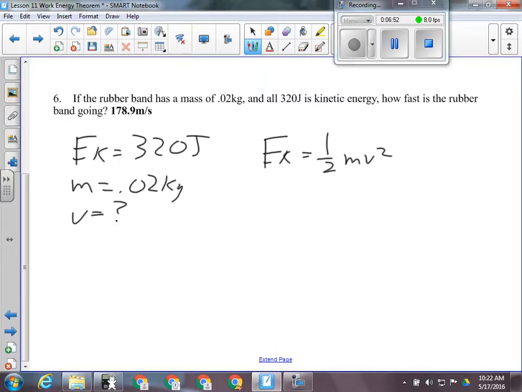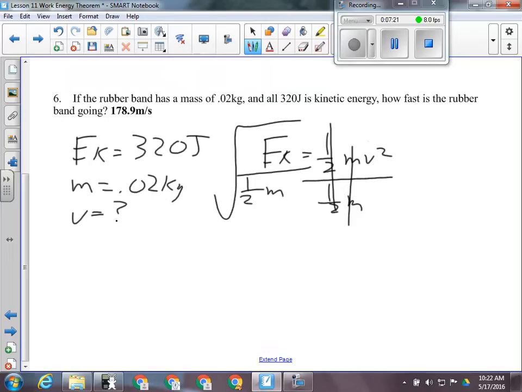It's kind of a work energy theorem question in that, where did it get this 320 joules from? Probably from me stretching the rubber band and then snapping it and letting it go, which I told you not to do in the lab. Okay, that's probably how it got all of that energy. I did 320 joules worth of work on it at some point. All I need to do is calculate v. So I'm going to divide both sides by 1/2 of m. Bring that over here. Okay, and then what do I have to do to get v not squared? Square root. Okay, so I'm going to have square root of 320 divided by 1/2 times 0.02.